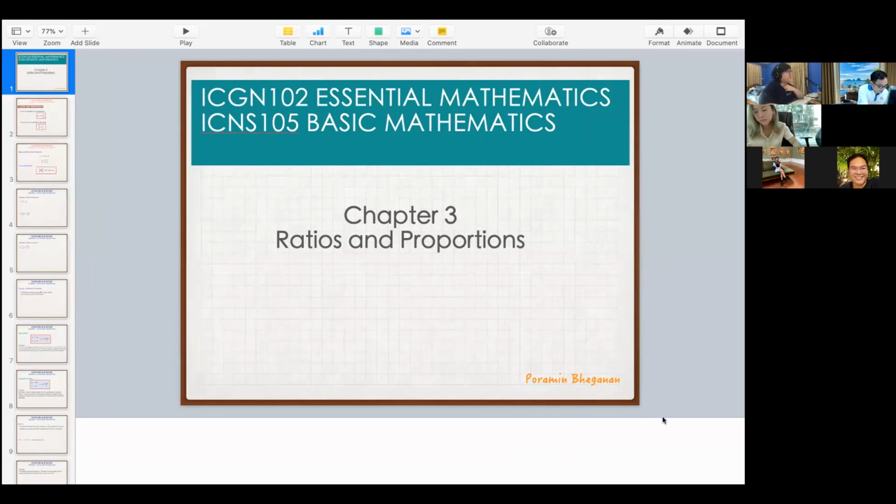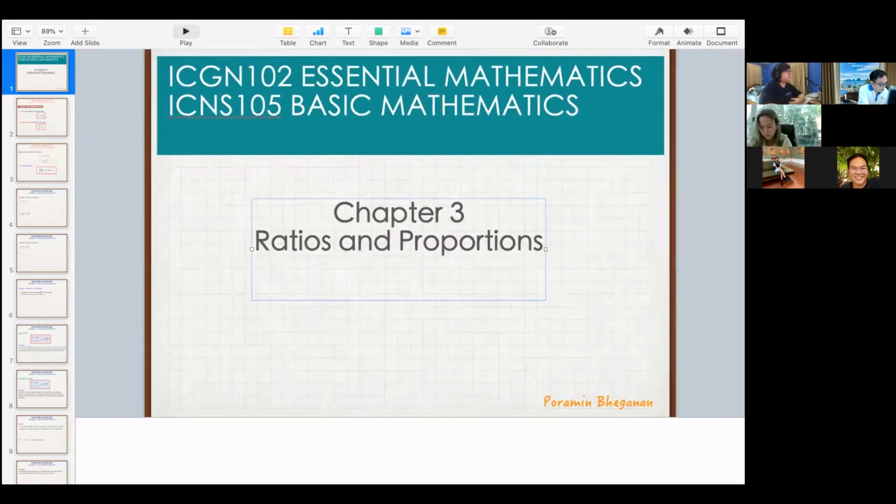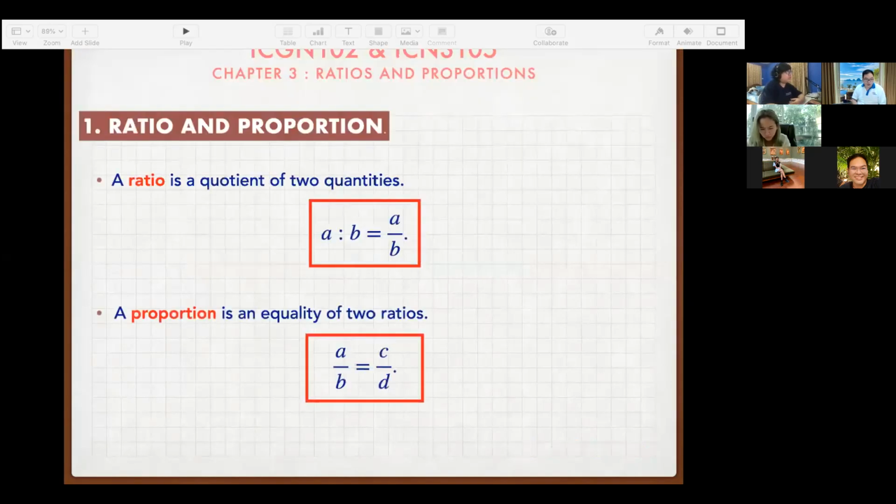Chapter 3 is about ratios and proportion. For this chapter we will talk about the ratio and the proportion.